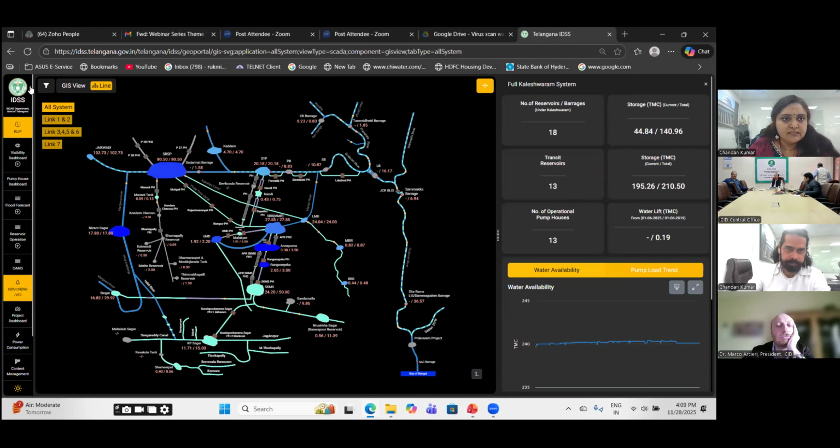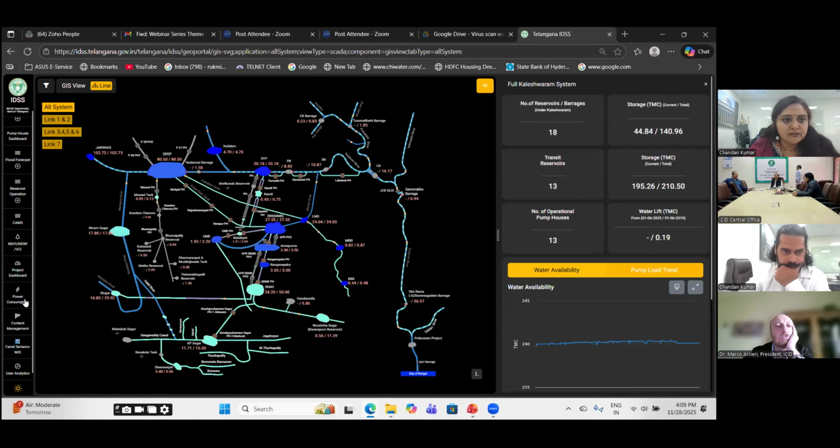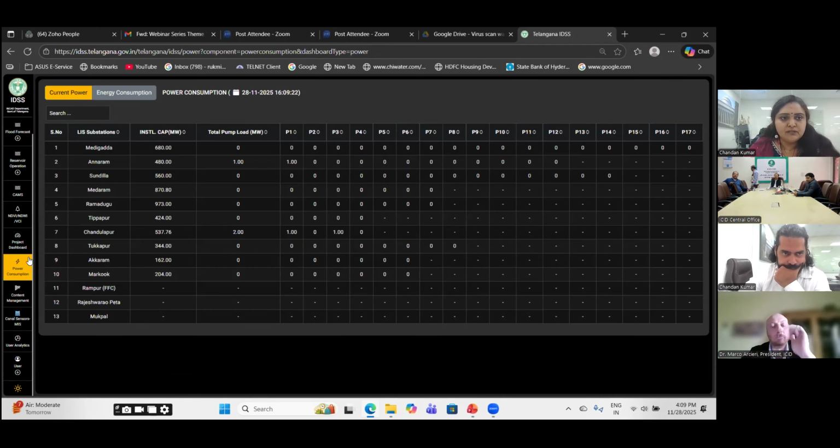So this is one of its kind, and now I'm going to connect it with power consumption. I did not want to talk about power consumption without touching the KLIP, because that is the main part of the work.